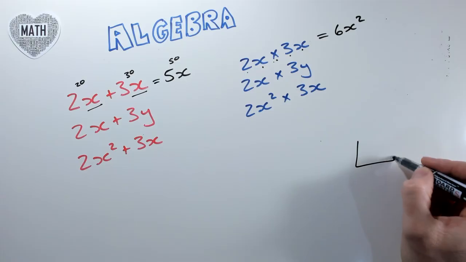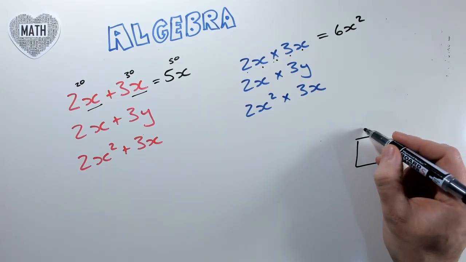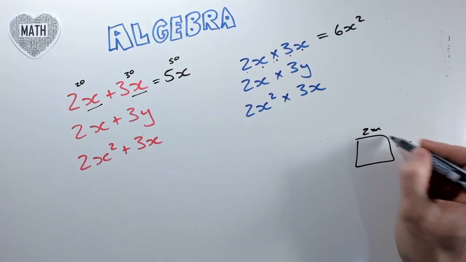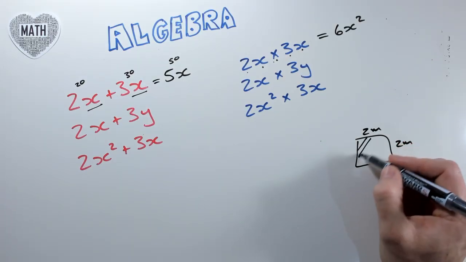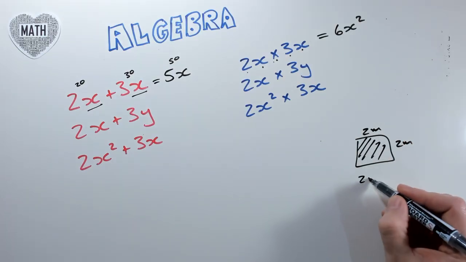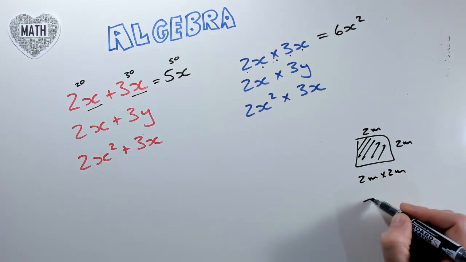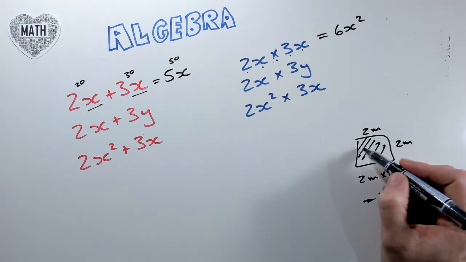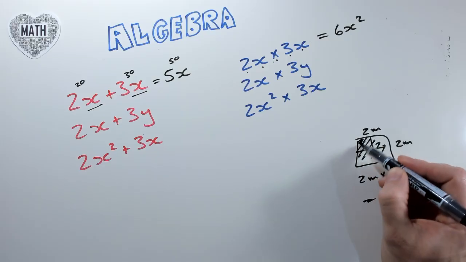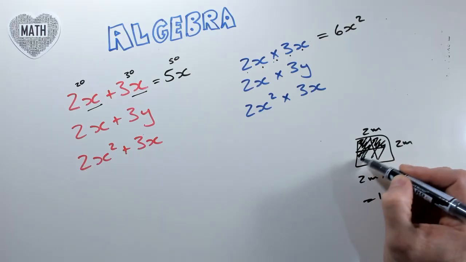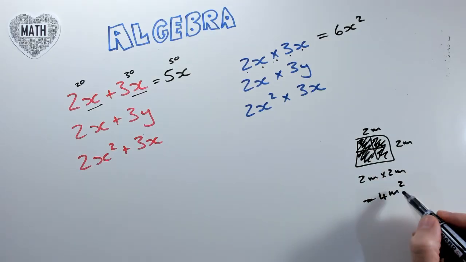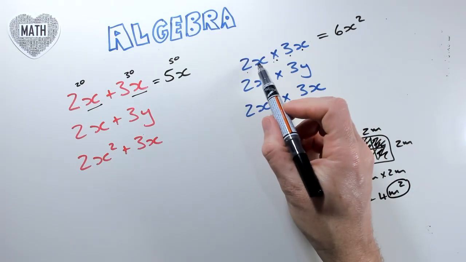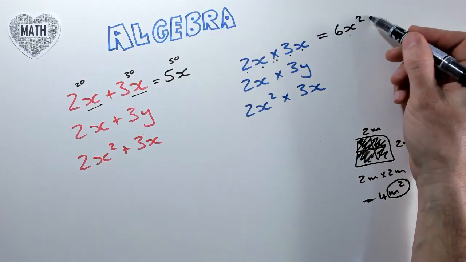Just like if you had a shape that was 2 meters by 2 meters, and you wanted to find the area, it would be 2 meters times 2 meters, and that would be 4 meters squared. So that's actually 4 little squares of 1 meter by 1 meter each. But you see that the unit changed. In the same way, if we had x times x, we get x squared.